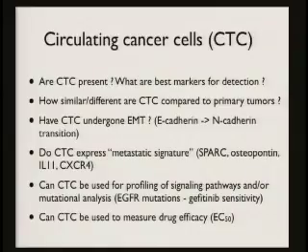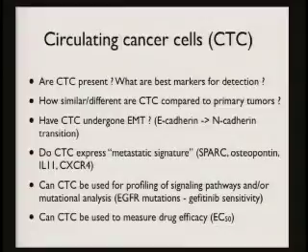We have used this to ask biological questions, specifically with respect to circulating cancer cells. Are they present in the blood of patients? Can they be used as early biomarkers? How similar or different are these compared to primary tumors? Have they undergone EMT? Do they express a metastatic signature, something that we need to be really worried about in patients? Can they be used for profiling of signaling pathways or even mutational analysis?